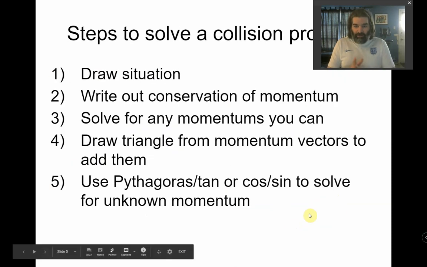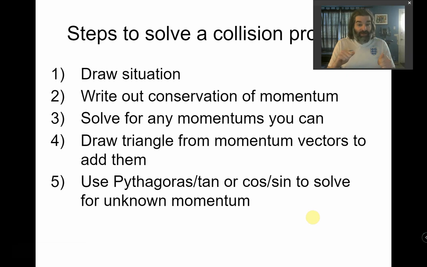So to solve the collision problems, step 1, draw it. Step 2, write out conservation of momentum. Solve for any momentums you can just by multiplying the mass times the velocity for anything that was given. Draw the triangle, either the billiard ball one or the explosion one. Plug in the momentum information you've got, the angles and magnitudes you know. Then, if it's a right angle triangle, use Pythagoras and tangent to solve it. Or if it's not a right angle triangle, use cosine law and sine law to solve it.